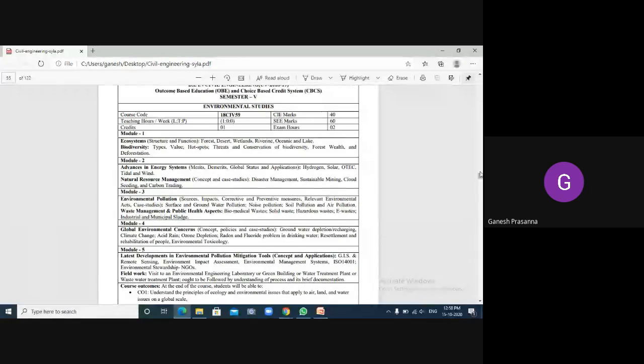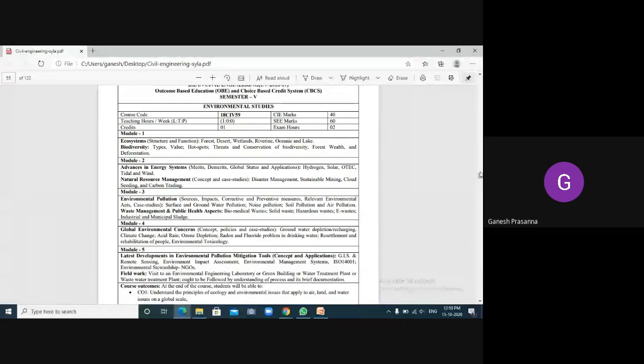The CIE is for 40 marks and the SEE is for 60 marks. So it consists of 1 credit and also 2 hours of examination hours. Mostly this paper will be for 60 marks, which comprise of the multiple choice questions. I think we will conduct your internals also in that way itself. It comprises of a question and 4 answers. You have to choose the right answer.